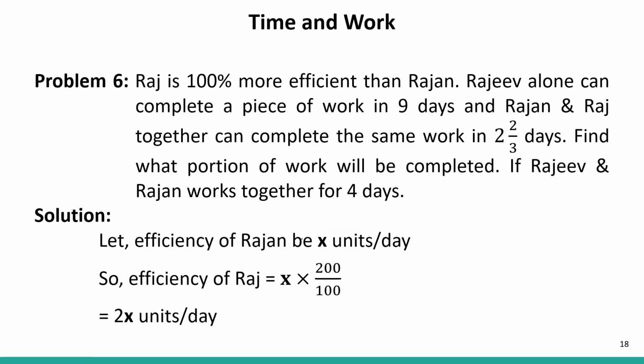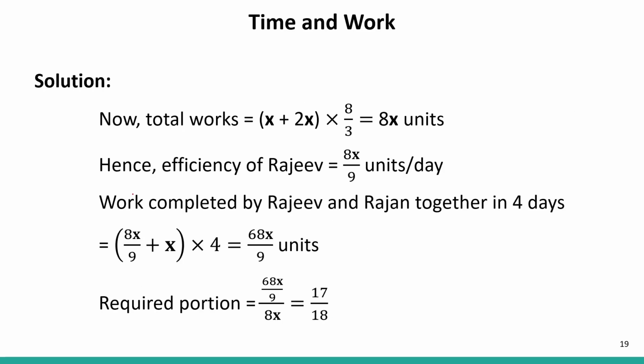So let the efficiency of Rajan be x units per day. So efficiency of Raj is x into 200 by 100, because it is 2 times the efficiency of Rajan. So 2x units per day, right? So now total work is equal to x plus 2x, as they both work together, into 8 by 3. So we are left with 8x units. So efficiency of Rajiv is equal to 8x by 9 units per day, right?